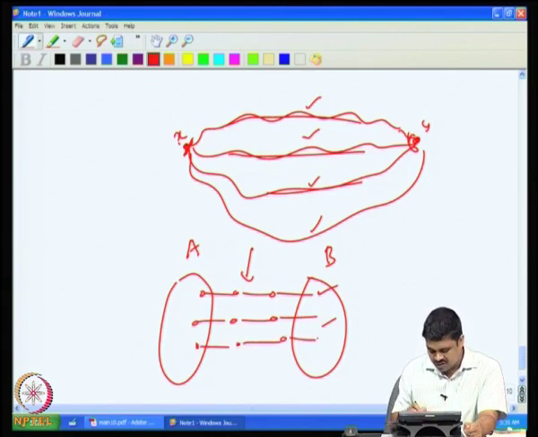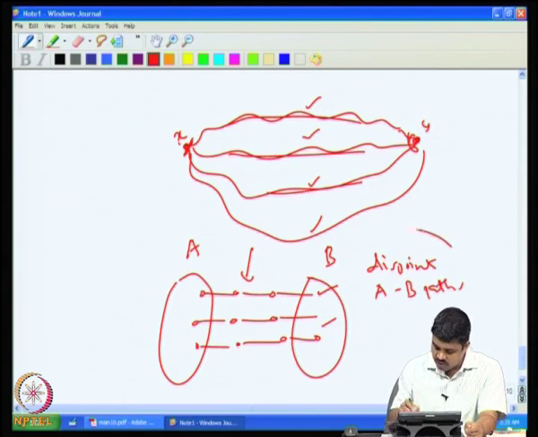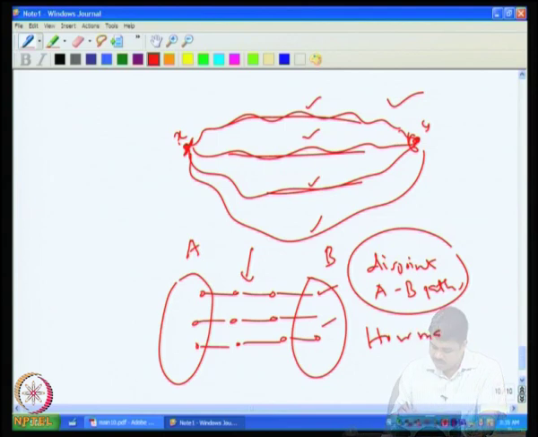We don't want internally disjoint, we say disjoint AB paths are required. Suppose disjoint AB paths are required. So here also we can ask how many such AB paths can be obtained. Here, when I say AB path, they have to be disjoint. Earlier I only wanted internally vertex disjoint paths. Here I want disjoint. That means for one AB path, even the endpoint should not be shared.